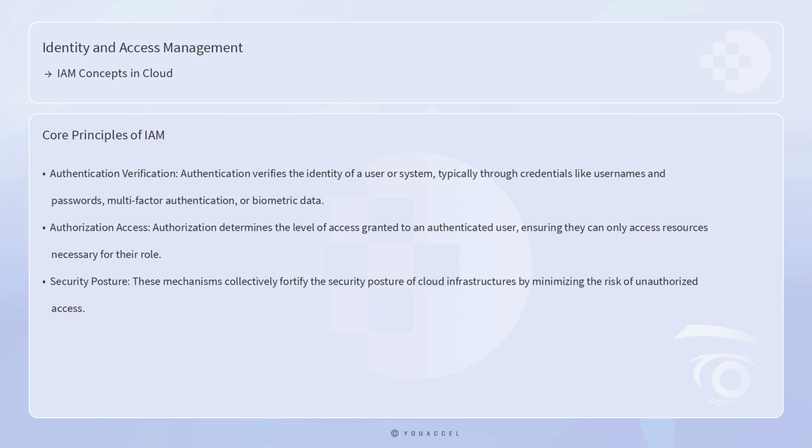At the core of IAM are the principles of authentication and authorization. Authentication verifies the identity of a user or system, typically through credentials like usernames and passwords, multi-factor authentication, or biometric data. Authorization, on the other hand, determines the level of access granted to an authenticated user, ensuring they can only access resources necessary for their role. These mechanisms collectively fortify the security posture of cloud infrastructures by minimizing the risk of unauthorized access.